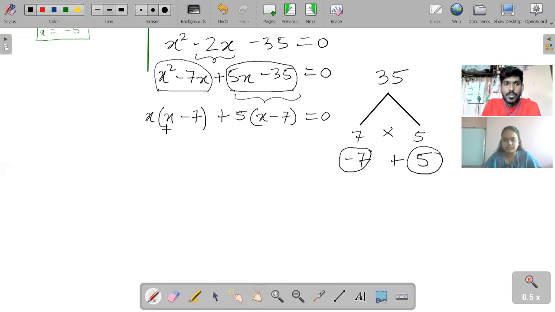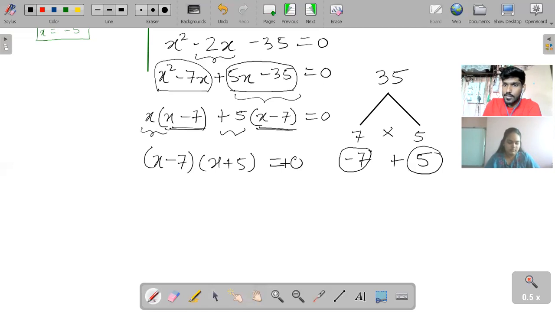So now you see here we have X minus 7 and here also we have X minus 7. So X minus 7 is the same in both the brackets. So you write it once only, X minus 7, and in the other, X plus 5. So you have here X plus 5 equal to 0. Now after this step, you say X minus 7 is equal to 0 or X plus 5 equal to 0.